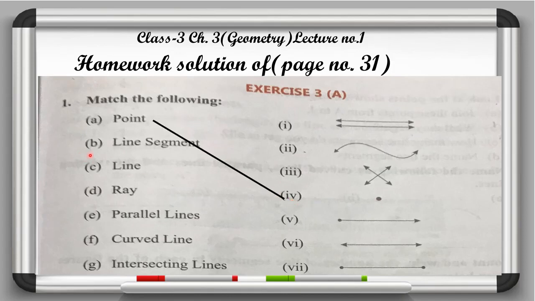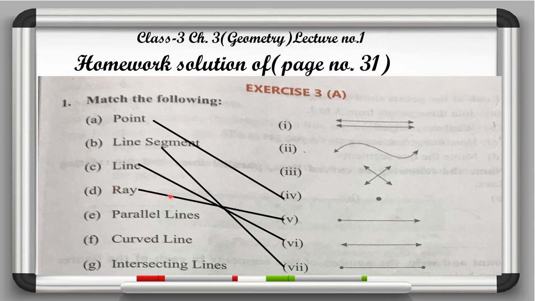Okay. Now in B part, it is given line segment. So line segment means it has a fixed length. Okay. So here it is given in the 7th part, so we will match it with this like this. Okay. Now in C part, it is given line. So here in number 6, we have a line, so we will match it with number 6. Okay. Now ray. Ray has one fixed point. Okay. So ray is in the 5th part, so we will match it with this.